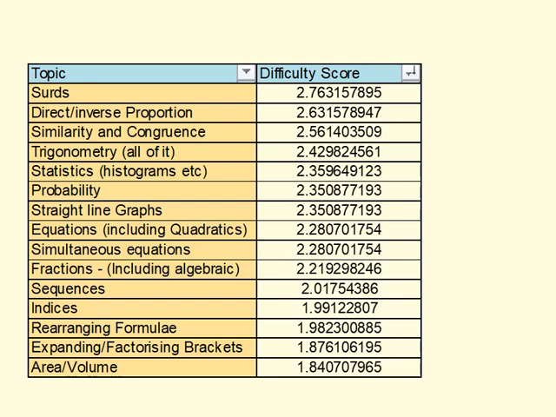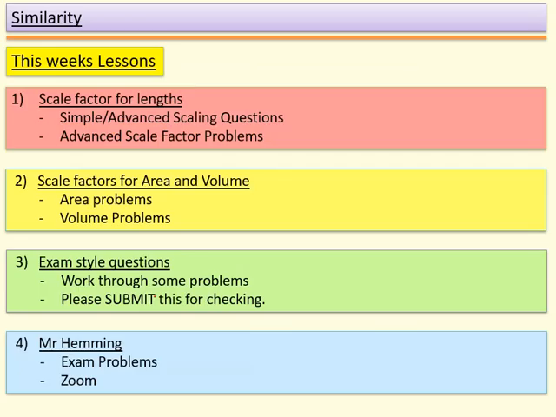Okay, so just what's going to happen this week. This is the breakdown of your 4 lessons. The first lesson, we're going to look at some simple and some advanced questions on similarity, and that's going to be Monday's lesson. Tuesday's lesson, we'll look at area and volume problems to do with similarity, which can get a bit tricky. And then your third lesson this week, whenever you have it, we'll look at some exam questions related to this topic.